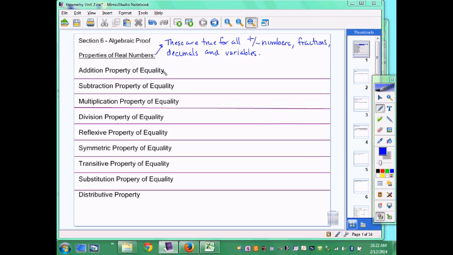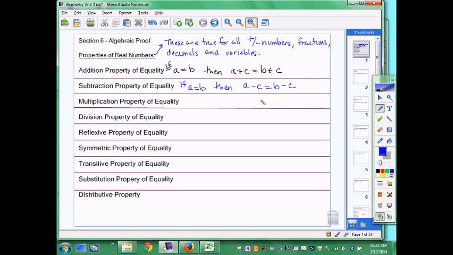The first one is the addition property of equality, and that one states that if I have two numbers, or a number and a variable, for example, or two expressions that are equal, I can add the same thing to both sides and they stay equal. Makes sense? If you have equal things and you add the same amount to them, they stay equal. Likewise, if I have two things that are already equal, I can subtract the same thing from both sides and it stays equal.